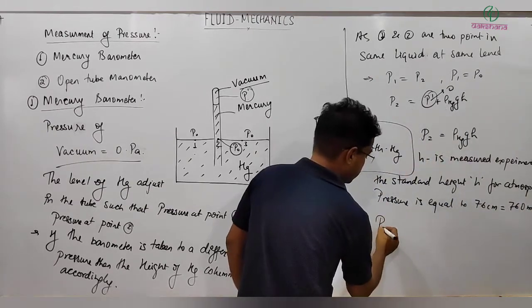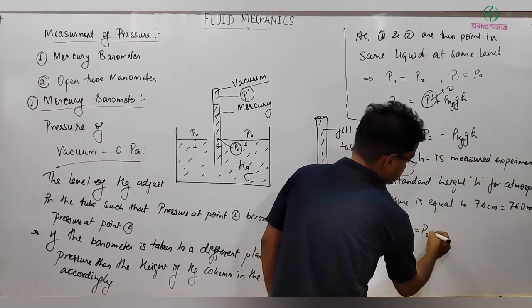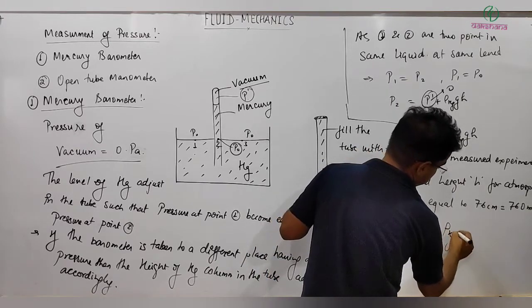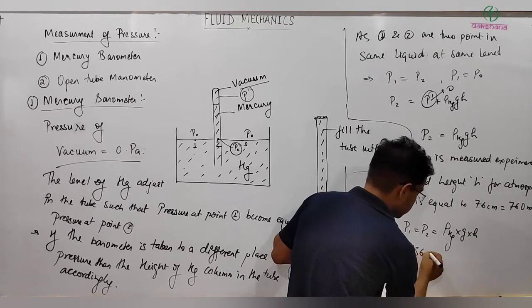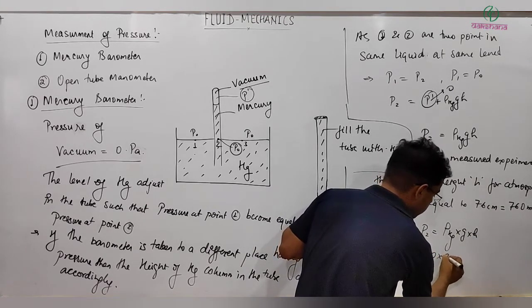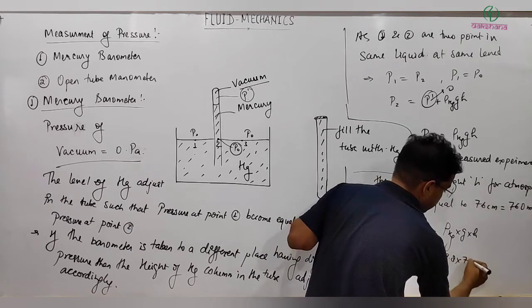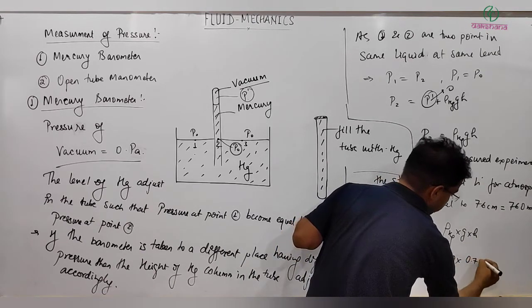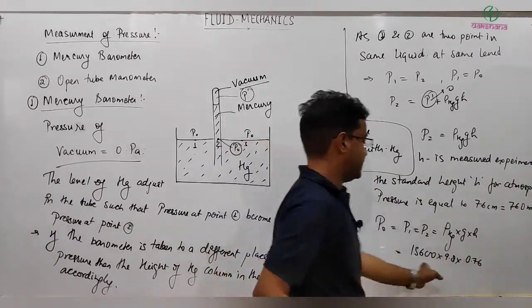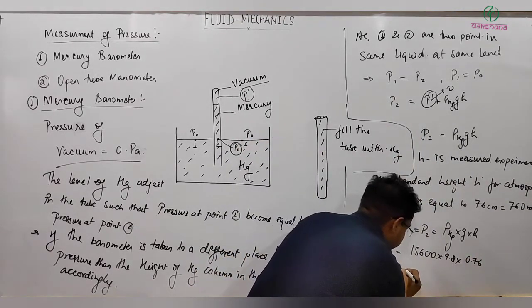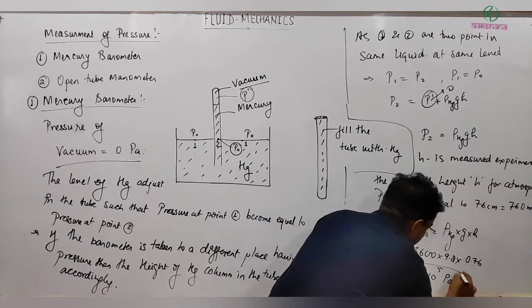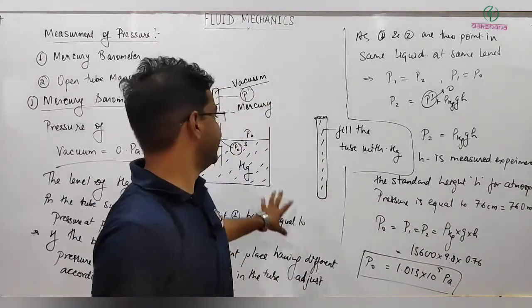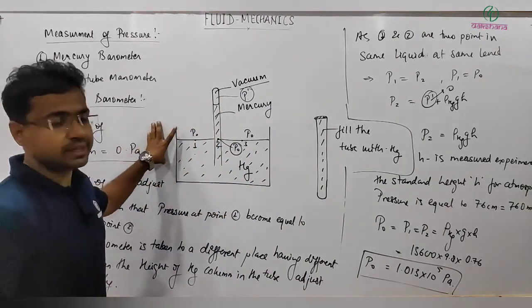So corresponding to that, your P naught equal to P1 equal to P2 is rho Hg into G into H. Substituting the values, rho Hg is 13,600 multiplied by G is 9.8 multiplied by H is 76 centimeter, means 0.76 meter. Multiplying all this, we get 1.013 into 10 raised to power 5 Pascal.